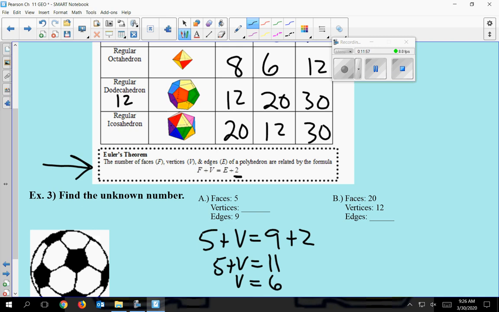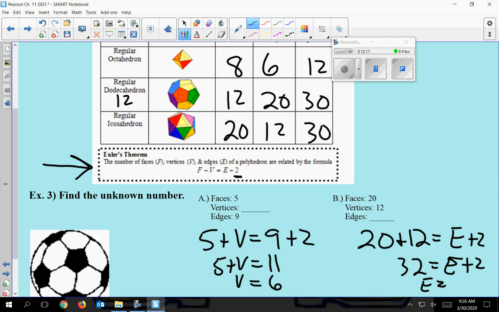So the number of faces is 20. The vertices they give me this time is 12. They don't give me edges, and it's plus 2. Okay, so 32 equals edges plus 2. I'm going to subtract 2 from both sides. I get the number of edges is 30.